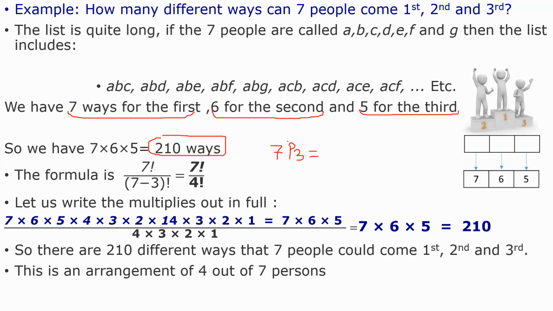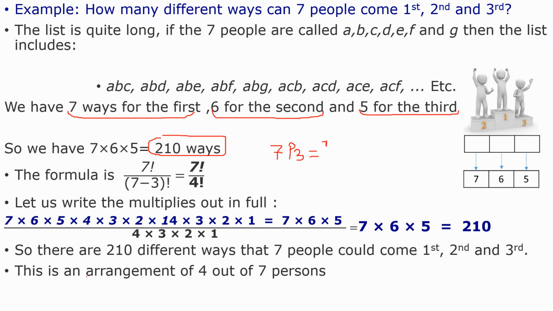Do you have your calculator with you? Yes. See this, above the times key. nPr, not nCr. Put on the calculator 7 shift times 3. How much does it give? 210. So this is called 7P3. We will see later that it is 7 factorial over 7 minus 3 factorial. Okay, we get 210. So there are 210 different ways that 7 people could come first, second, and third.